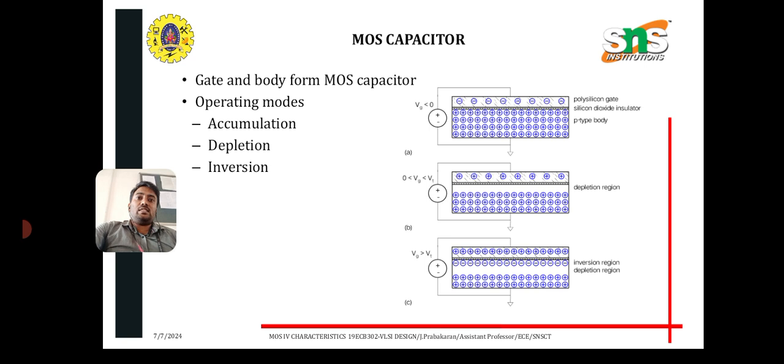Next, linear region: as VGS exceeds the threshold voltage and the drain source voltage is small, the transistor operates as a variable resistor, and the drain current is linearly proportional to VDS. Saturation region: VGS is sufficiently higher than VTH and VDS, the transistor enters saturation where IDS becomes relatively independent of VDS and primarily depends on VGS.